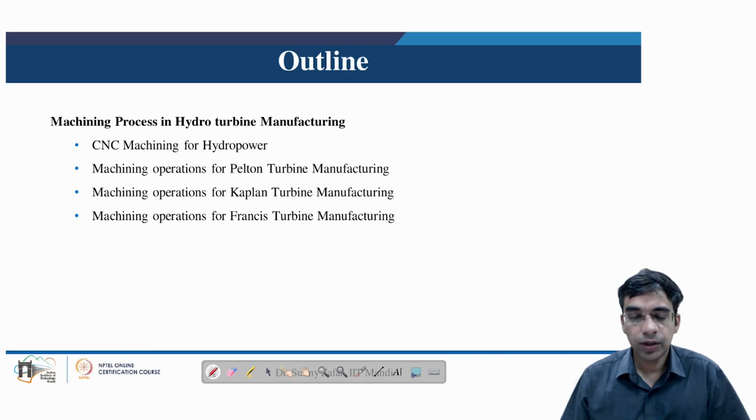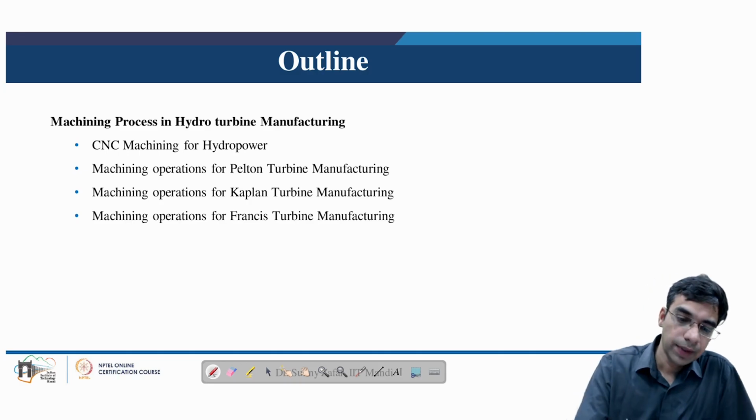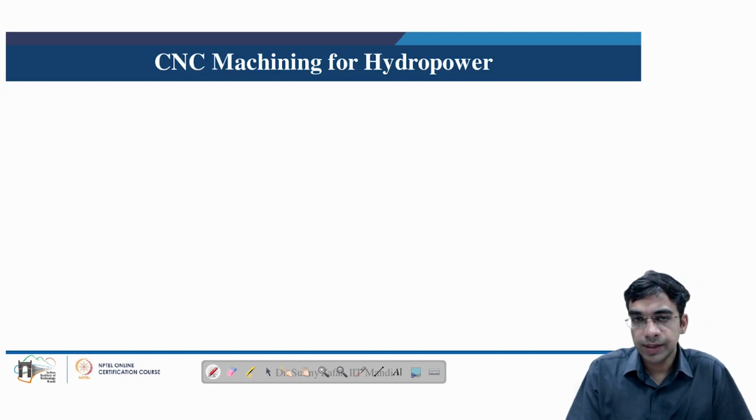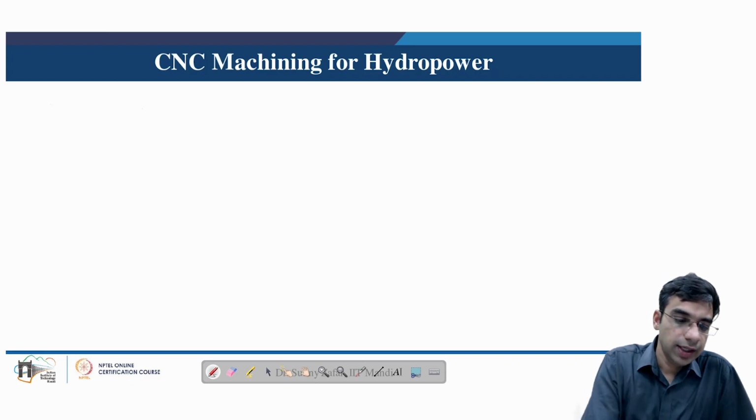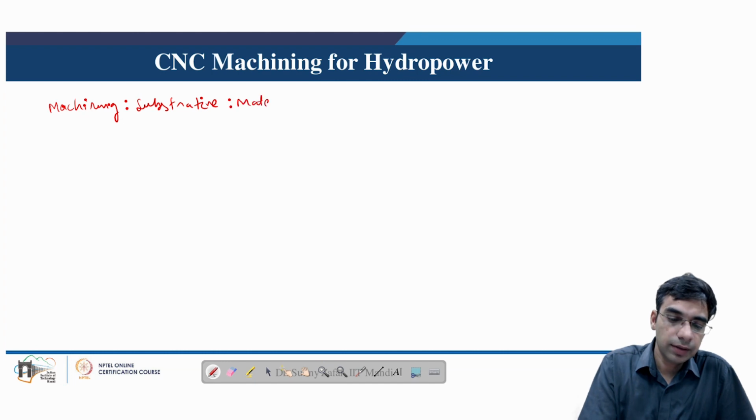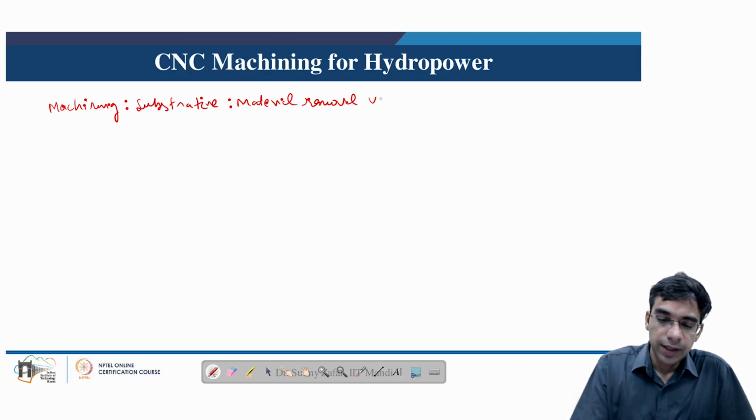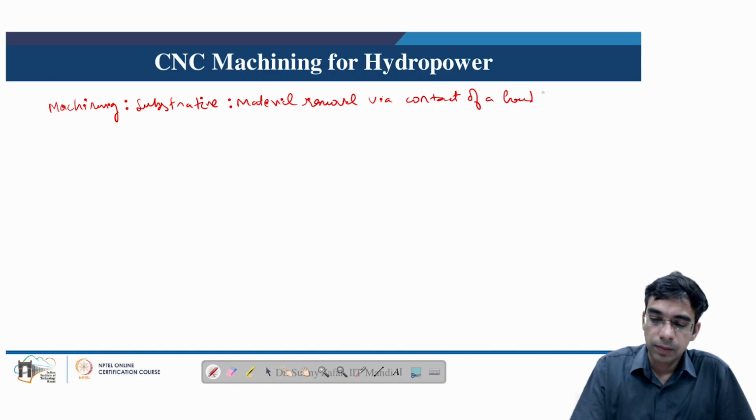Then we will specifically look at machining operations which are used in manufacturing of Pelton turbine, Kaplan turbine and Francis turbine. So first we will see the basics of CNC machining. So machining, as we know, is basically a subtractive manufacturing process where material removal is done via contact of a hard tool with workpiece.